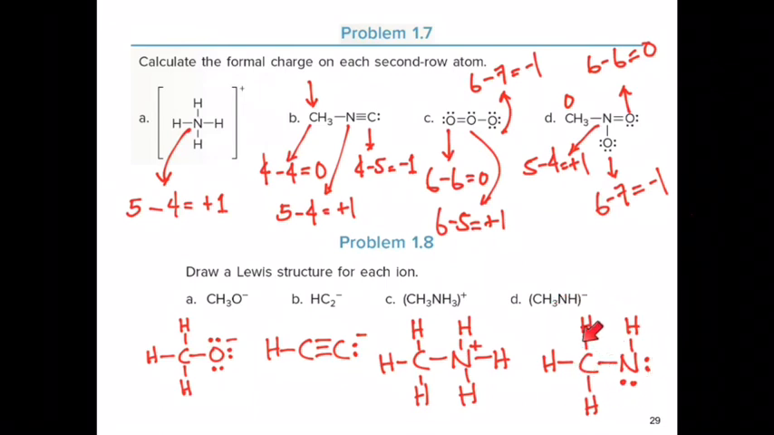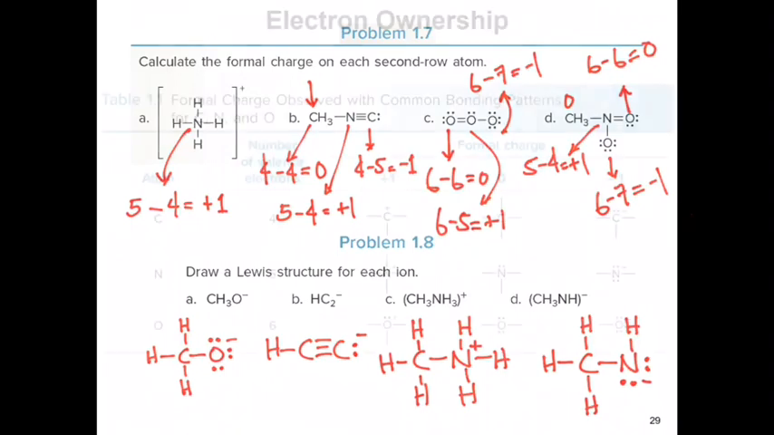This carbon has 4 bonds, and so it will have 0 charge. This nitrogen, on the other hand, owns a total of 6 electrons. So 5 minus 6 equals -1. So this is a negative charge. All right. So that's how you draw Lewis dot structures and apply formal charge.